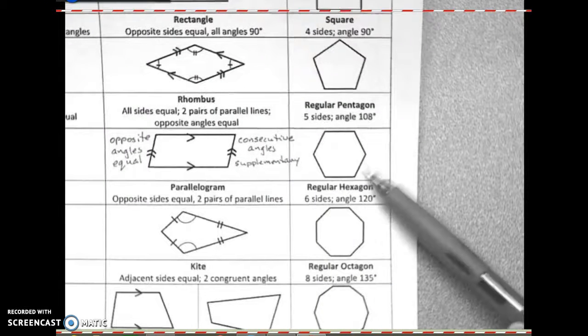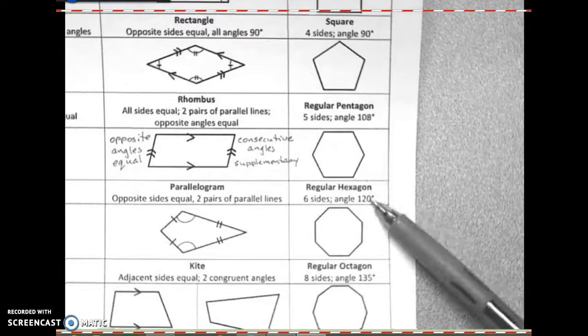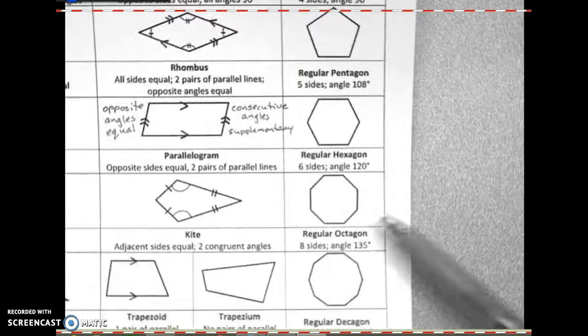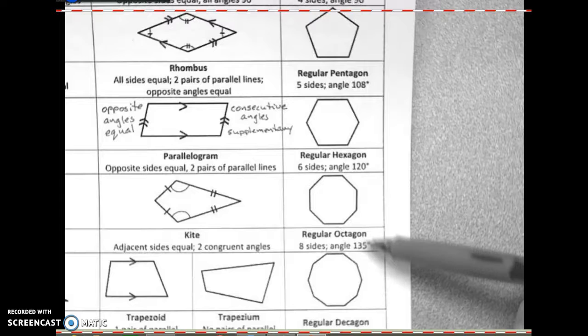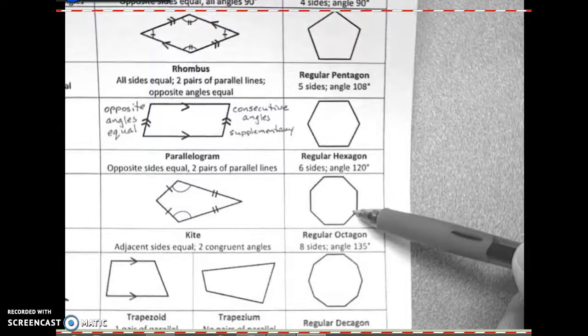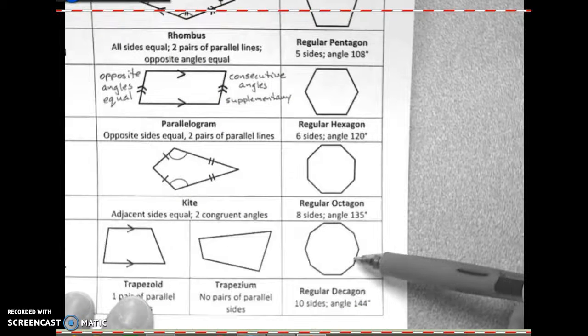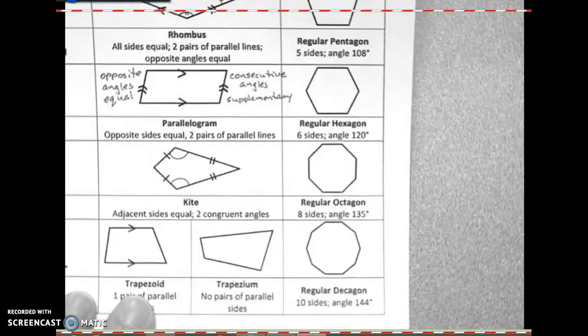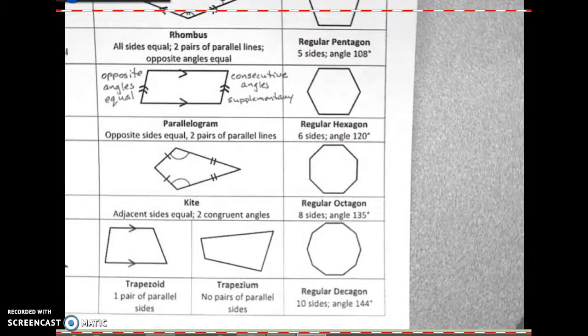If you have a regular hexagon, 6 sides, all your interior angles are 120 degrees. If you have a regular octagon, all of your angles are 135 degrees. If you have a regular decagon with 10 sides, all of your interior angles are 144 degrees. So keep this paper handy. You're going to be using it throughout our polygon unit.